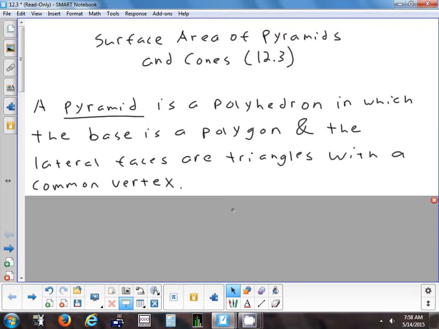And all the lateral faces are triangles. Okay, when we had a prism, does anybody remember what all the lateral faces were for a prism? Yeah, they're all rectangles. Okay, no matter what the shape of your base is, pentagons, octagons, if you connect all the sides, you're going to have strips of rectangles. Okay? Well, with a pyramid, you've got triangles, and all the triangles meet at a common vertex. Right? That's like the peak or the top of the pyramid.